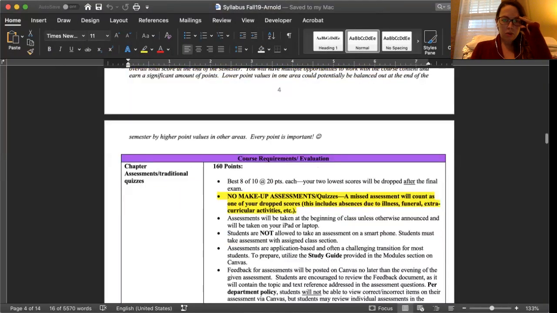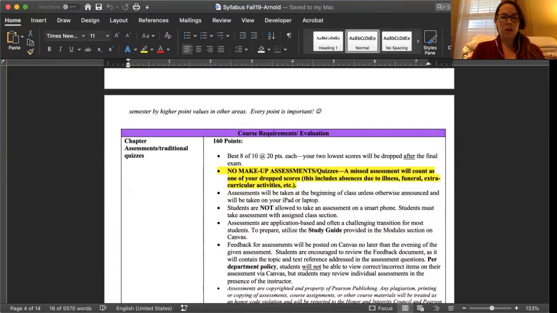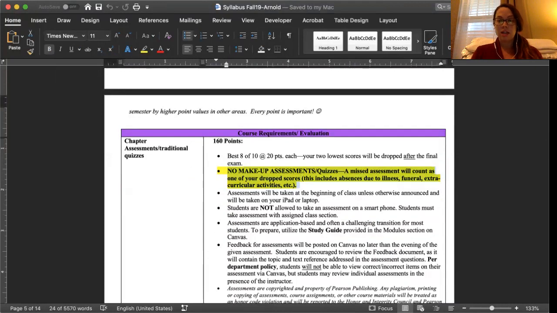But onto the course requirements. You will see that there are 10 chapter assessments that you're going to take throughout the semester. We will drop the lowest 2 scores after the final exam. There are absolutely no makeups. If you are not in class, you will not be allowed to take the assessment. This goes for all reasons.